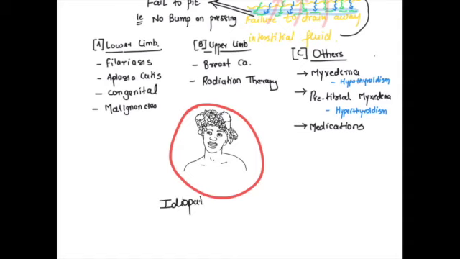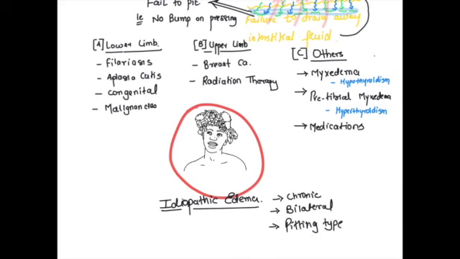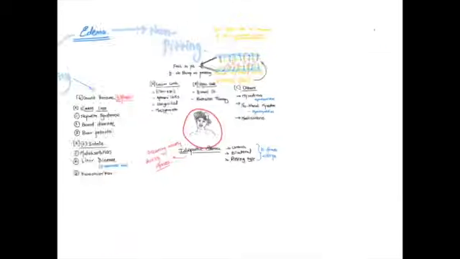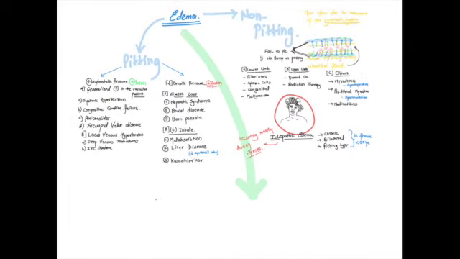Another type of edema whose cause is not known, hence known as the idiopathic edema. It's present in females less than 50 years of age. It is chronic, bilateral and pitting in type, occurring mostly during her menses. Now discussing the next type, the inflammatory edema.